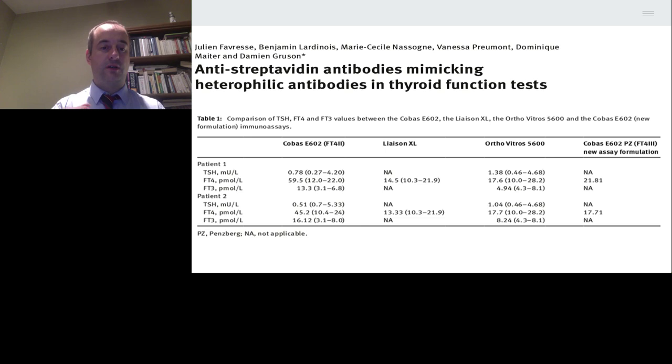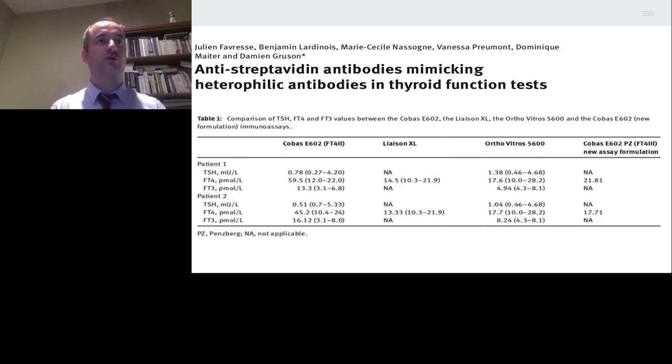The results were falsely positive for the free T4, and you see in the picture we had extremely high values for free T4 and free T3. When we tested with another method, we had normal results, and the complaint from the physician was, I am facing a thyroid patient. Why am I having this biological hyperthyroidism?